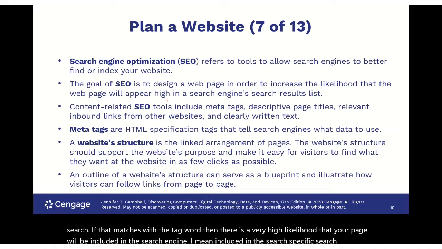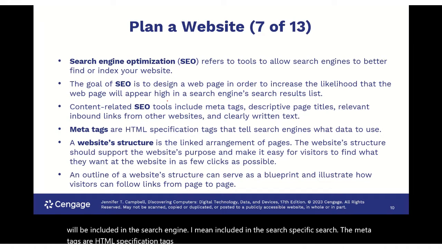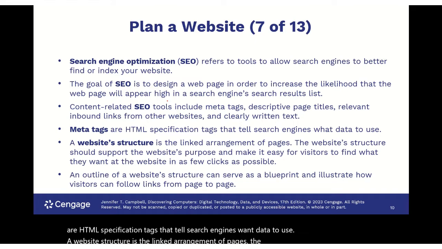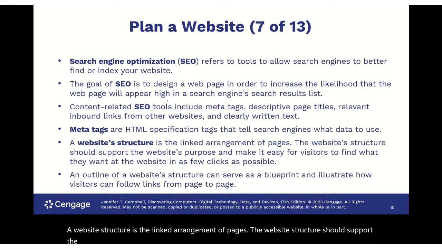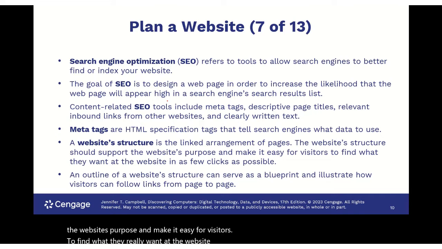The meta tags are HTML specification tags that tell search engines what data to use. A website structure is the linked arrangement of pages. The website structure should support the website's purpose and make it easy for visitors to find what they really want on the website in as few clicks as possible. In summary, an outline of a website structure can be used as a blueprint and illustrate how visitors can follow links from page to page.